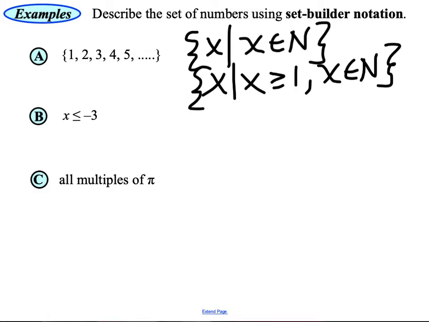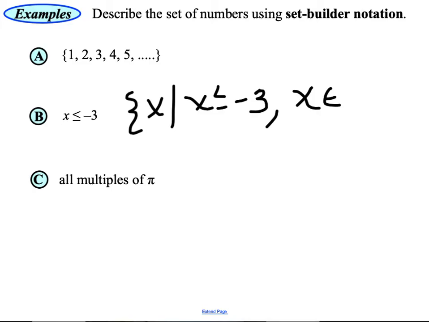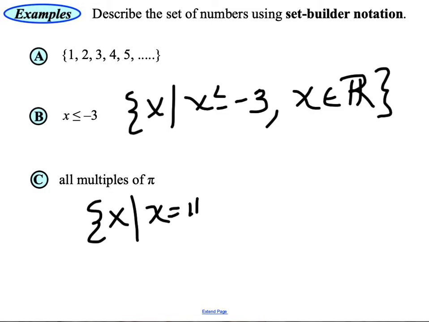Okay. Letter B, x is less than or equal to -3. That's going to be the set of all x such that, you're going to start these all the same way. We're going to say x is less than or equal to -3, where x is an element of, now they don't tell us what number system we're using, so we're going to assume that it's just the real number system unless we know more information. The last one, the set of all x such that, all multiples of pi. So we're going to say x is equal to pi times n, where n is probably going to be an integer, a multiple of pi. And then we're going to say x is an element of, and this one we're just going to call the real number system as well. Okay.